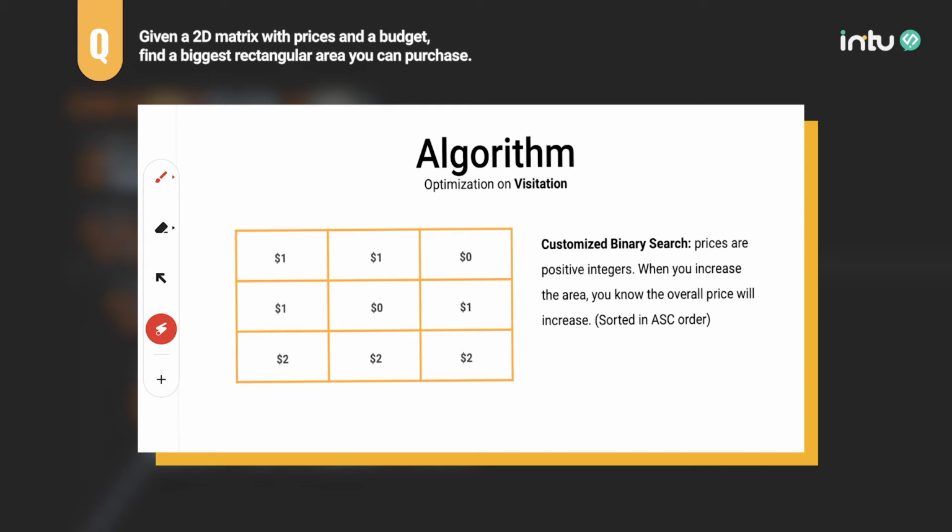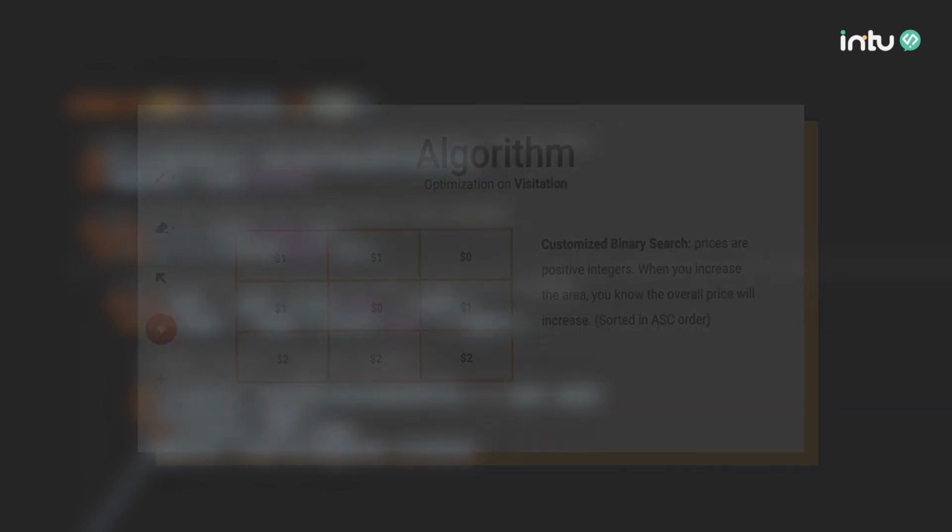You can further improve your algorithm by optimizing the visiting logic. We know that prices are positive integers, so if you increase the area, we know the overall prices will go up. Prices are essentially sorted in ascending order. Using this observation, we can use some sort of binary search to reduce the number of visitations. So instead of starting from the smallest rectangular area, you can start from the middle and decide which side to ignore by comparing with the budget. You can either choose to ignore the left side or the right side. This will essentially reduce half of the rectangles of visitation.